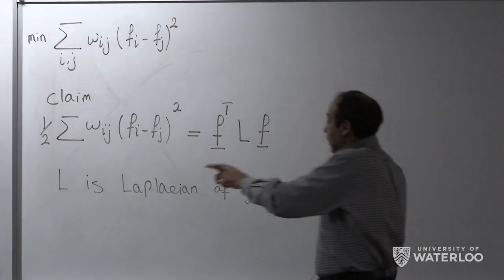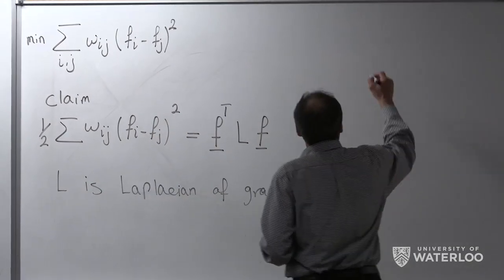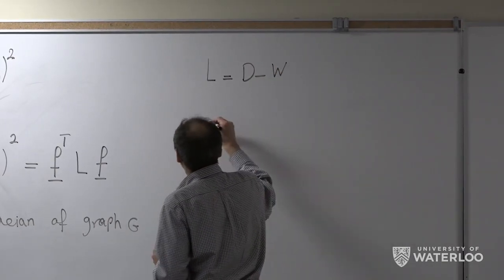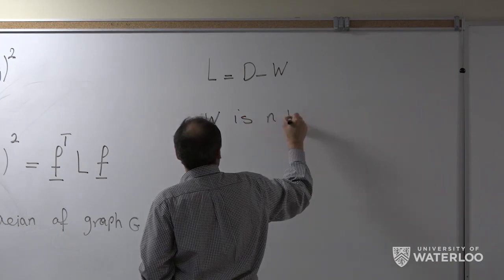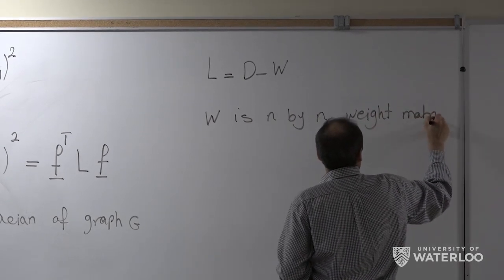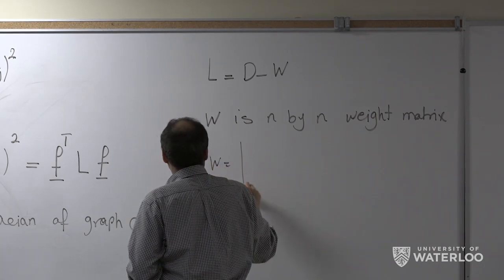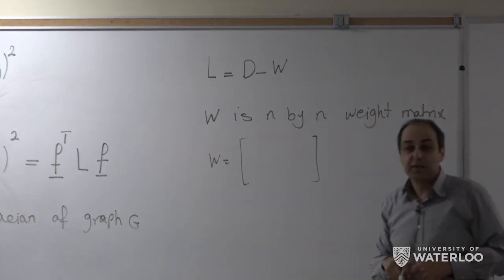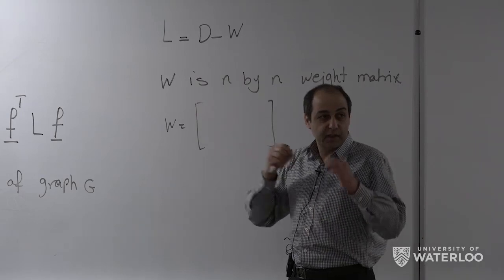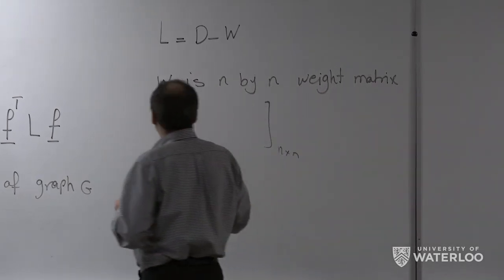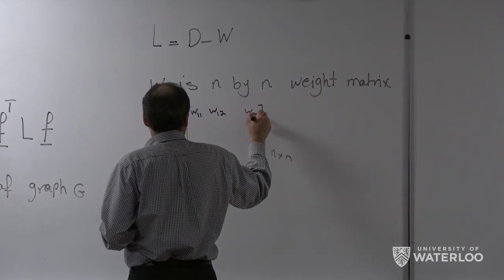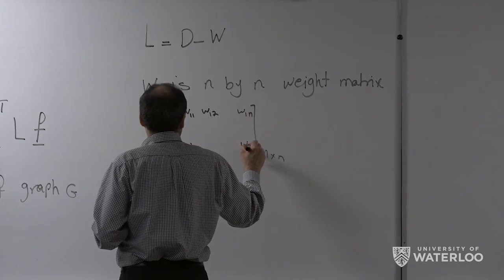Okay, what is the Laplacian? The Laplacian of a graph is D minus W, where W is the n by n weight matrix. So basically W is a matrix that captures the similarity between all points pairwise. So it's n by n. For any two nodes, you put the similarity of those two nodes here. So that's the similarity of 1 and 1. That's the similarity of 1 and 2. That's the similarity of 1 and n. This is the similarity of n and 1. And this is the similarity of n and n.